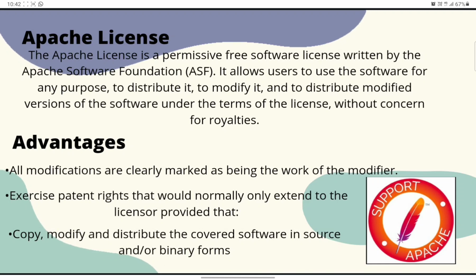Apache licensing. The Apache license is a permissive free software license written by the Apache Software Foundation, ASF. It allows users to use the software for any purpose, to distribute it, to modify it, and to distribute modified versions of the software under the terms of the license without payment of royalties. Advantages. All modifications are clearly marked as being the work of the modifier. Exercise patent rights that would normally only extend to the licensor, provided that you copy, modify, and distribute the covered software in source and or binary form.